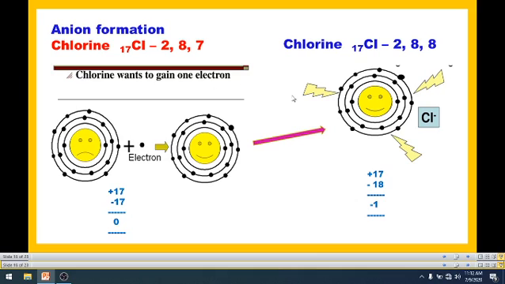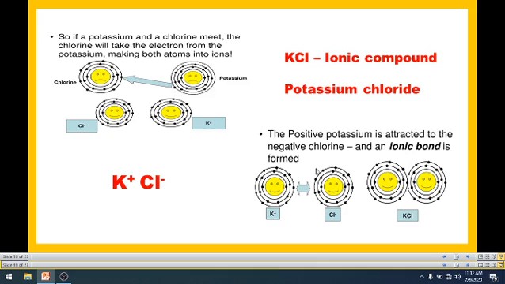Now it gains one electron. That means 17 electrons becomes 18 now. So plus 17 minus 18 is equal to minus 1. So chlorine now attains a negative charge. The chlorine atom becomes a chloride ion. So an anion is formed. So potassium loses one electron and chlorine gains one electron.